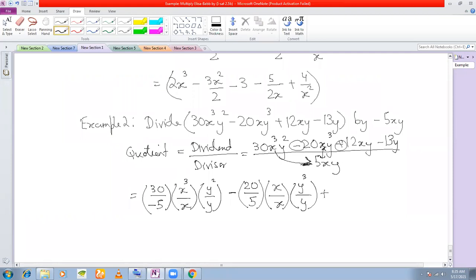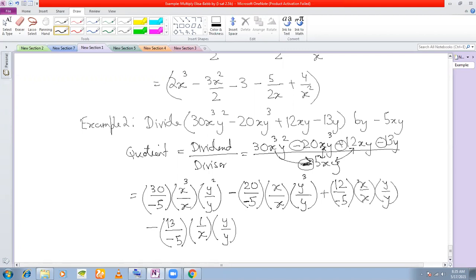Next, you have this plus sign. So put a plus sign. These two, divide these two. Get 12. Okay, you have a minus here also. Just remember this 5 was with this minus sign. So you write it down with the minus sign. 12 by minus 5, and you have x by x, and you have y by y. This minus sign is here, so you put it here. 13 by minus 5, and the variables here are 1 by x, and this is y by y.